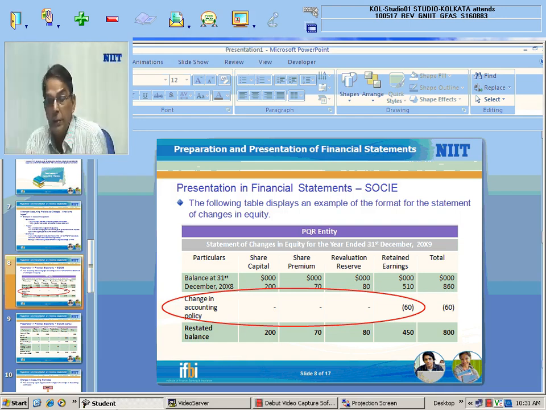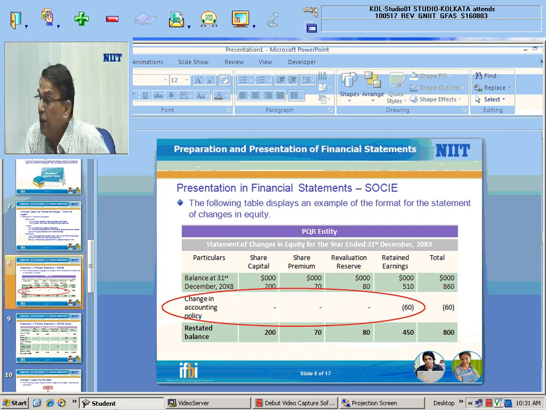Now there is a change in accounting policy made in the year 2009. In the year 2009, a change in the accounting policy reduces the retained earnings by 60,000. So when applied retrospectively, it will cause the retained earnings to be reduced by 60,000. That is, the retrospective application of the accounting policy will cause the profit and loss for the earlier years to be reworked, and as a result of that, the retained earnings will go down by 60,000. So the change in accounting policy is accommodated here in the next row. The change in accounting policy causes the retained earnings to go down by 60,000.